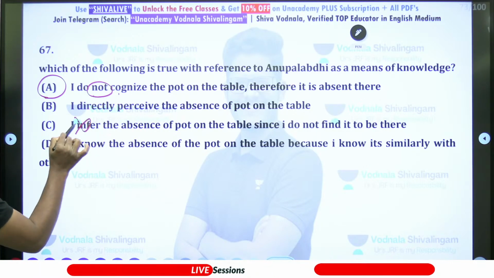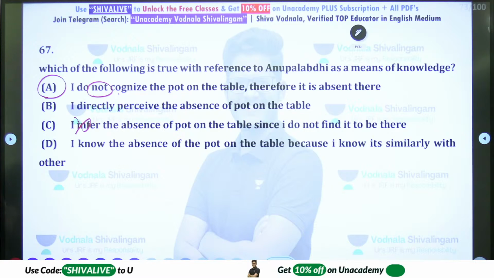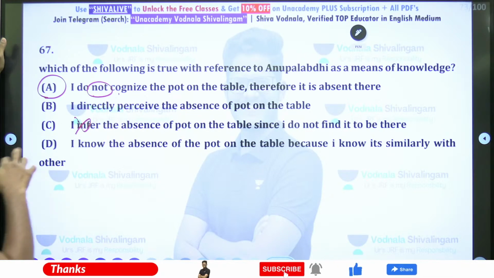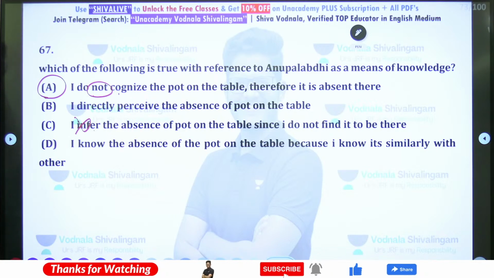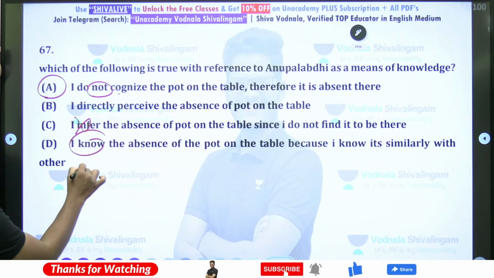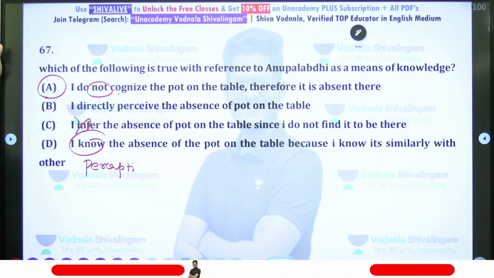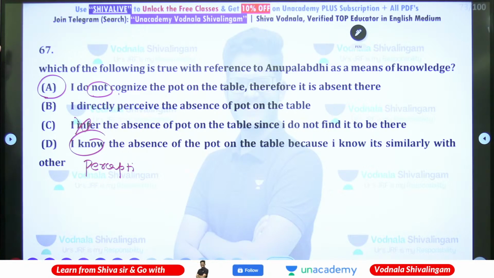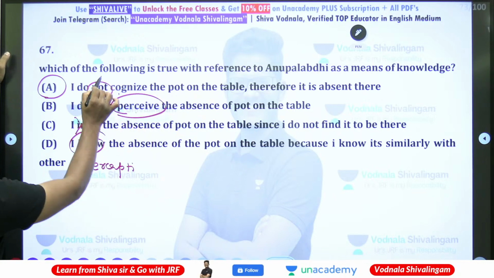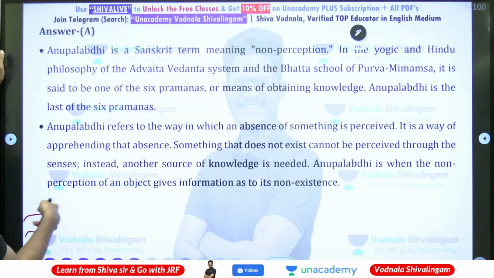Here inference is wrong. Inference will not be valid knowledge. Now inference is a valid source of knowledge, but Anupalabdhi is invalid, so inference is the wrong word. When you know something, this is perception. This is not about inferring. I know the absence of the pot on the table. I directly perceive. This is also perception, pratyaksha. So only one option is available, which is A.